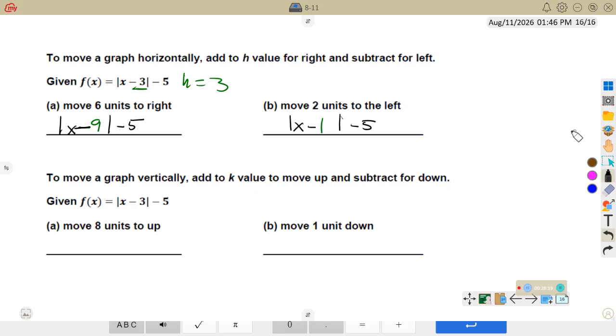All right. So this time we're going up and down, touch the ground. That's the Pooh Bear thing. All right, so what is our k value? -5. All right, and we're adding to go up. So what is -5 plus 8? Plus 3.